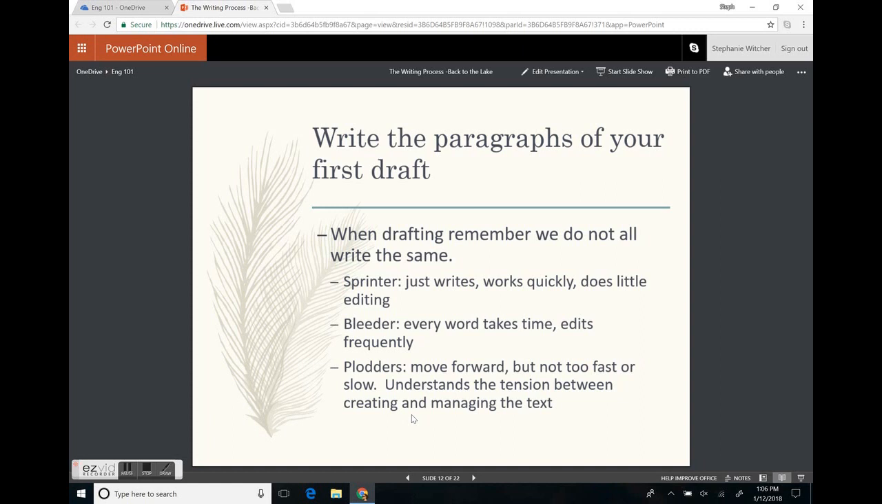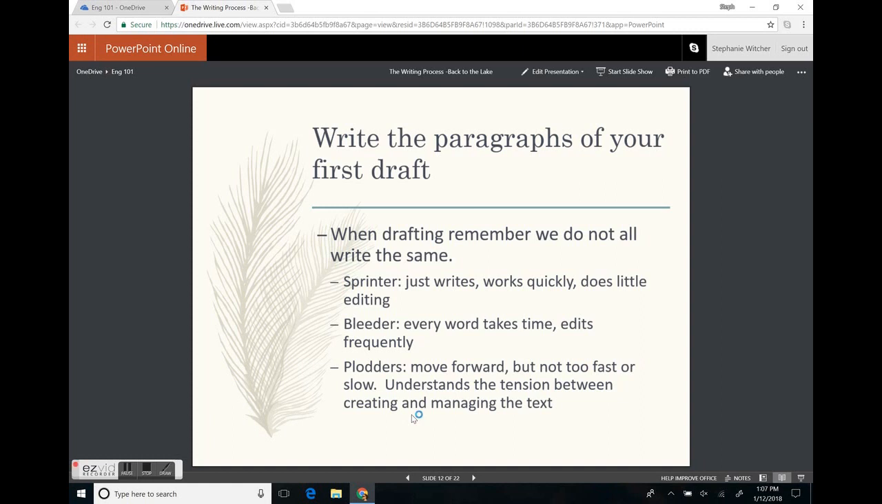Okay, and then we have the person in the middle. Typically, this kind of person understands that they need to move forward with the paper, not too fast, not too slow. So there's this tension that happens between creating good content and managing the content that they have created. So managing the text that they have created. There needs to be the good content, the specific details, but also we need to stop and consider the grammar and the organization of the paper as well. Okay, and typically we fall somewhere in the spectrum of a plotter sprinter or a plotter bleeder.